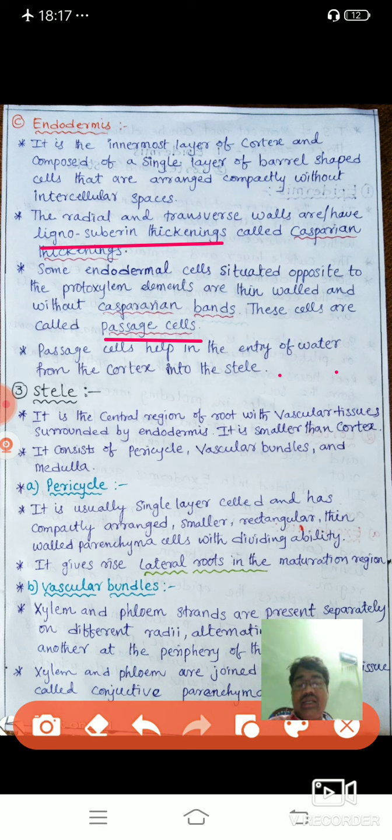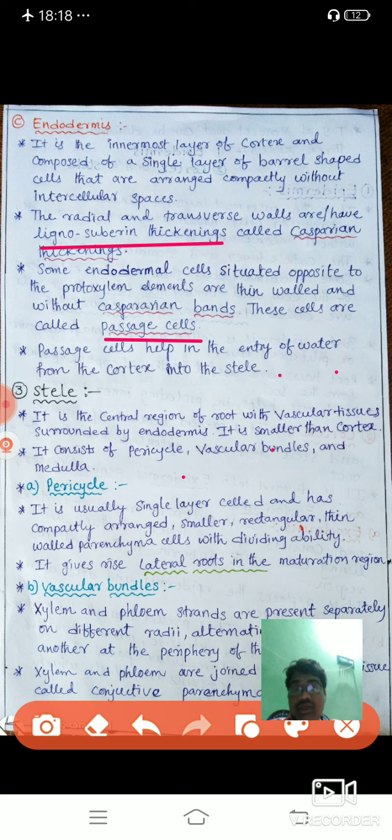Next, the central region of the monocot root, that is the stellar region. It is the central region of the root with the vascular tissue surrounded by the endodermis. It is smaller than the cortex. It consists of pericycle, vascular bundles, and medulla. Again, the stellar region in the monocot root differentiates into three regions: pericycle, vascular bundles, and medulla.